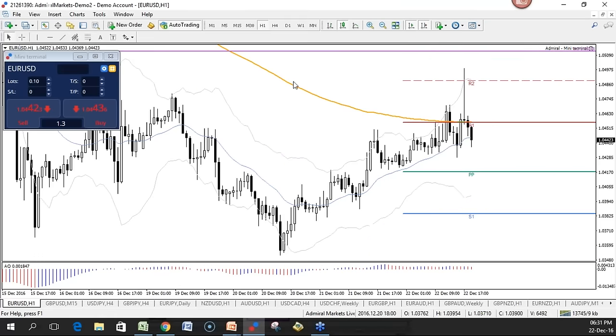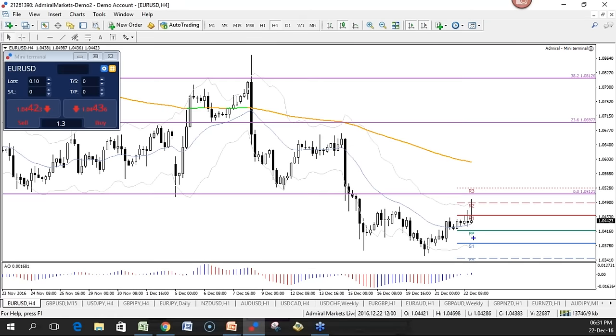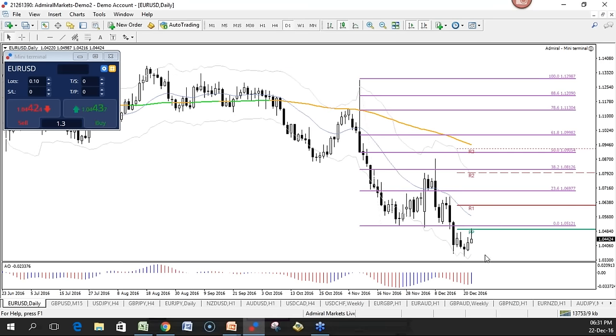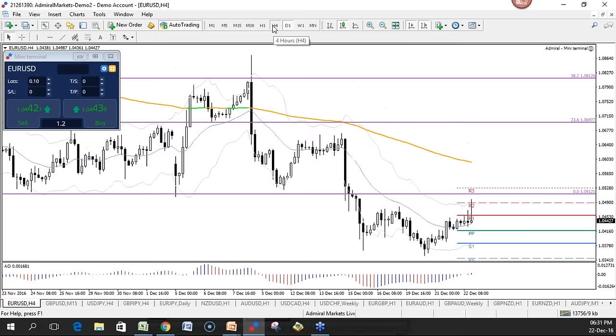For instance, with the euro dollar at the moment, this is corrective, right? This is clearly a corrective channel. This is probably a bigger correction like this. So within this, the daily chart is still a downtrend at this moment. Unless there are two bullish candles here, if today is a doji, it should still be bearish. If today ends up bullish, I might be a bit cautious of the downside. But for the moment, this is a corrective pattern.